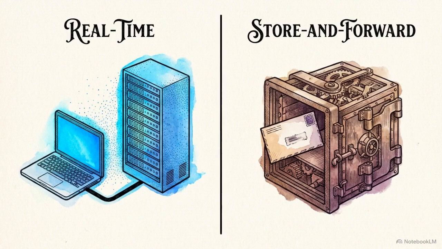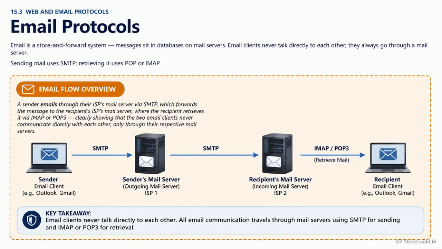Electronic mail requires a different architecture. This diagram illustrates email's store and forward design. Messages do not travel directly from host to host. Instead, they sit in databases on intermediary mail servers. As the key takeaway notes, clients never communicate directly. They strictly route through their respective ISP mail servers.